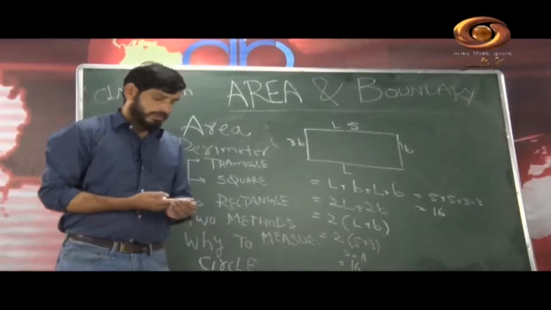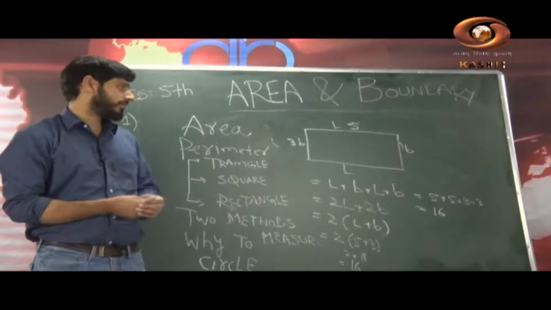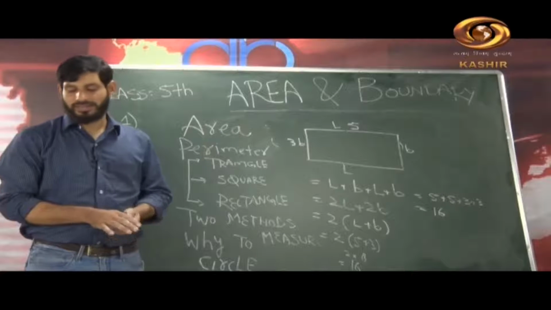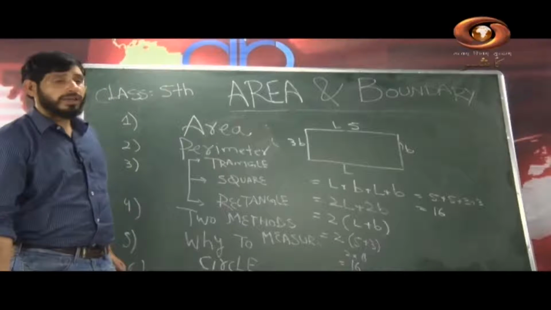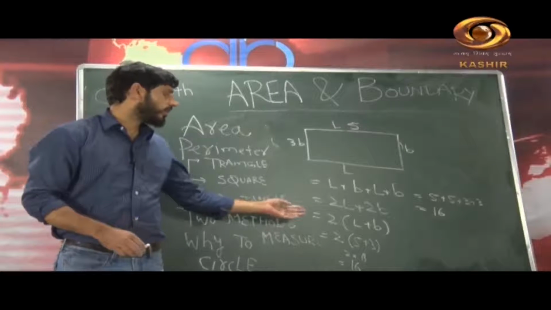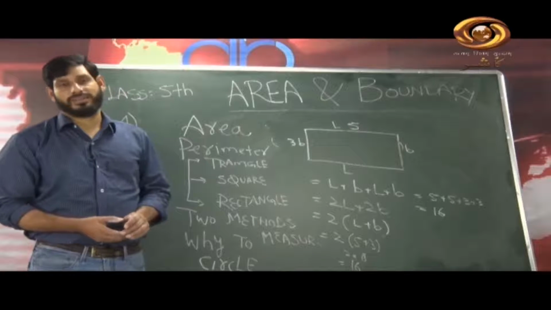So, until this point we have understood two formulas. One is for square and another is for rectangle, and both are related to the perimeter. One formula is 2 into L plus B, and the second is 4 into side.